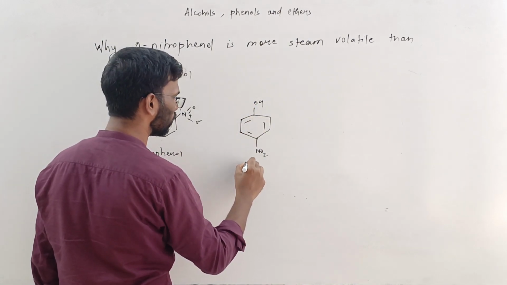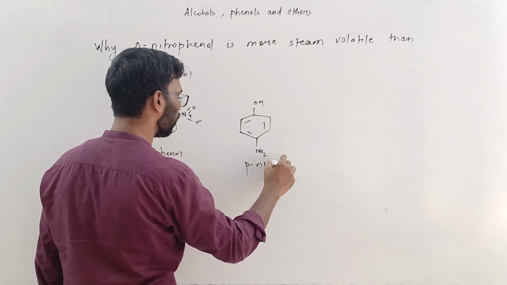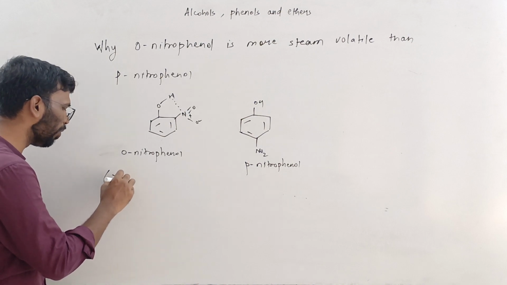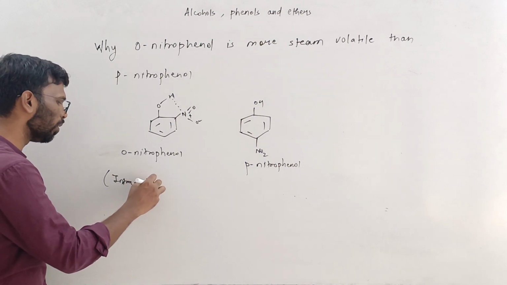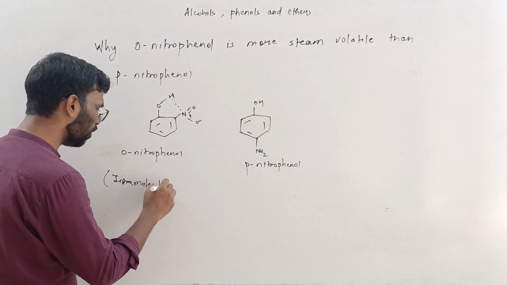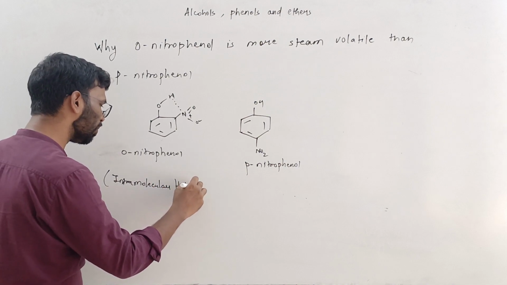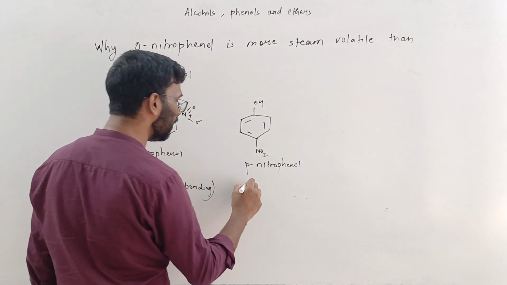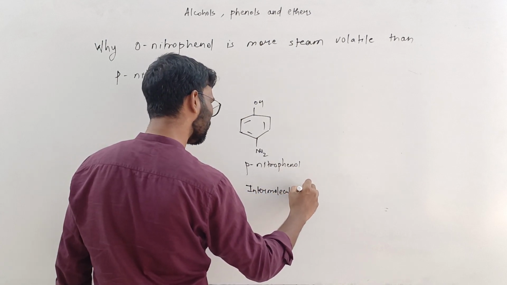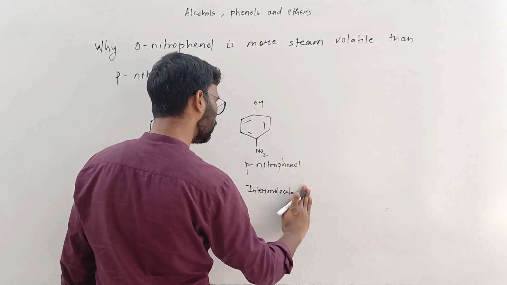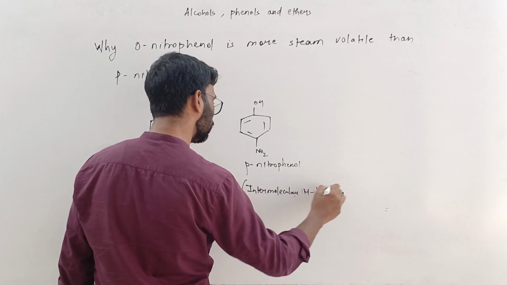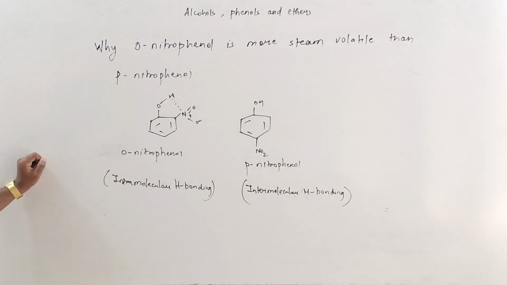The difference is of 3 bonds. Paranitrophenol. Here there is intramolecular hydrogen bonding. Intramolecular means hydrogen bonding inside the molecule. And here it is intermolecular hydrogen bonding. Okay, so now why is orthonitrophenol more steam volatile?